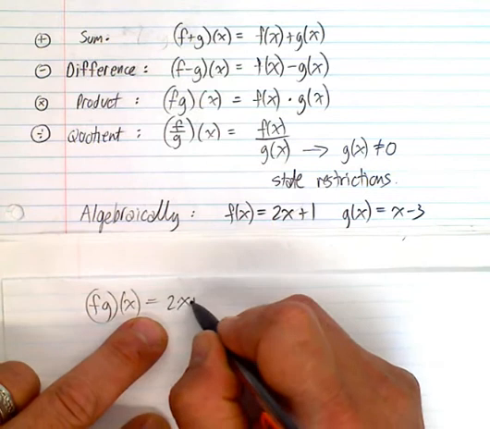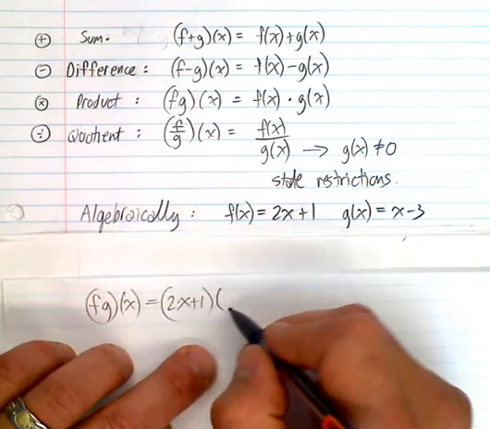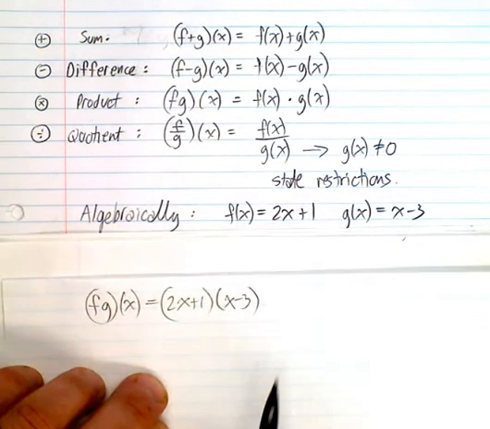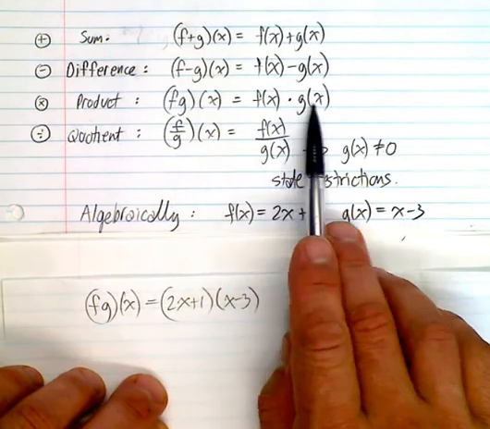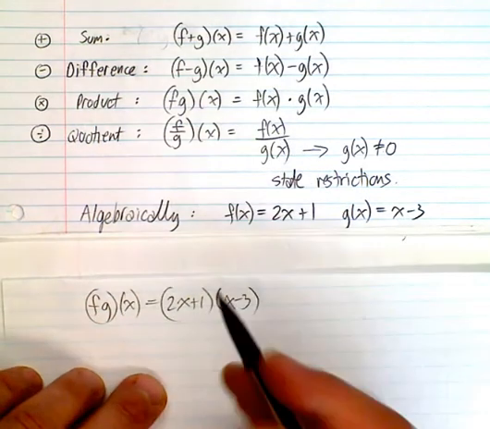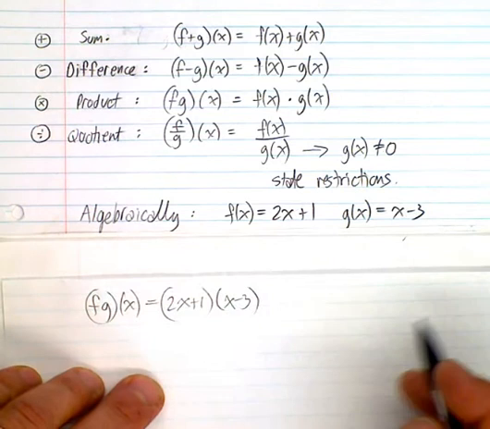2x plus 1 times my g function, which is x minus 3. f of x times g of x. How do you multiply two binomials?